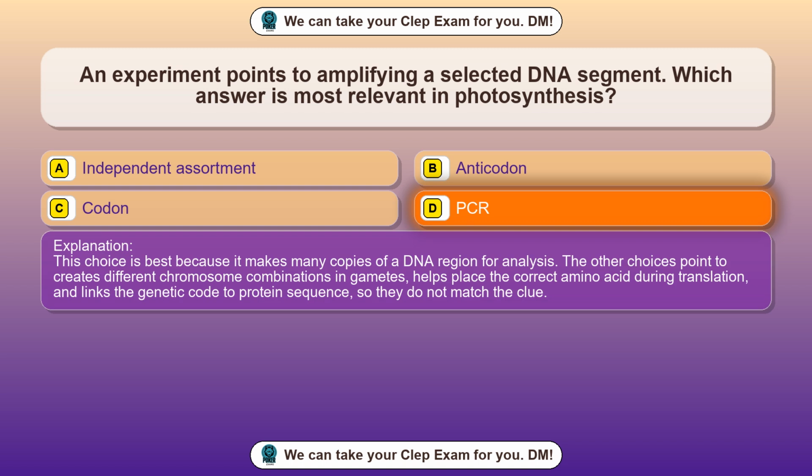This choice is best because it makes many copies of a DNA region for analysis. The other choices point to creates different chromosome combinations in gametes, helps place the correct amino acid during translation, and links the genetic code to protein sequence, so they do not match the clue.